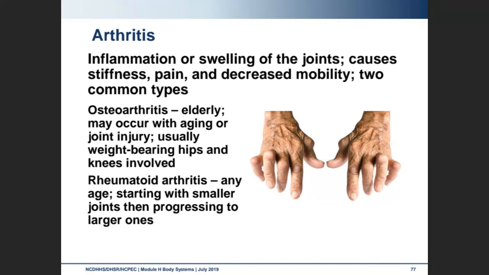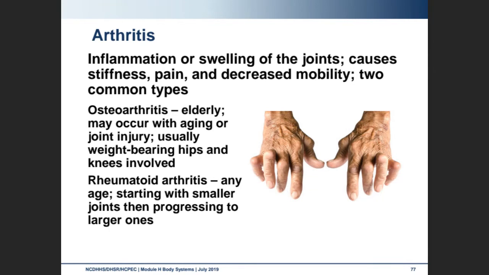Rheumatoid arthritis, on the other hand, can affect anyone at any age, and it usually starts with the smaller joints and then it progresses to the larger ones. The joints become red, swollen, very painful. These patients can also experience fever, tiredness, weight loss, and have severe and painful deformities that eventually completely restrict movement.